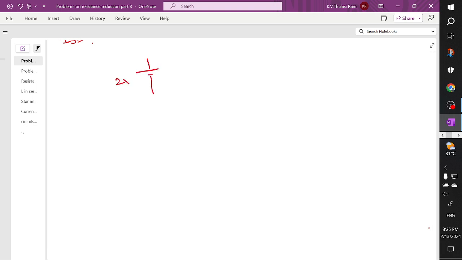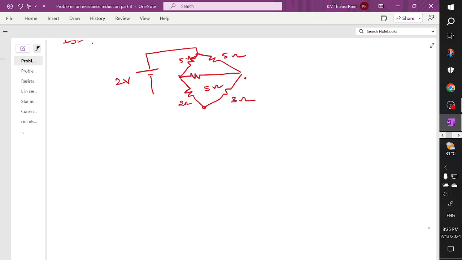This is a 2-volt source, and you have a resistor like this. The elements are 5 ohm, 5 ohm, 5 ohm. This is of 2 ohm, and this is of 3 ohm. So this is connected to this point. So now we need to find out the total source current Is for the problem shown below.